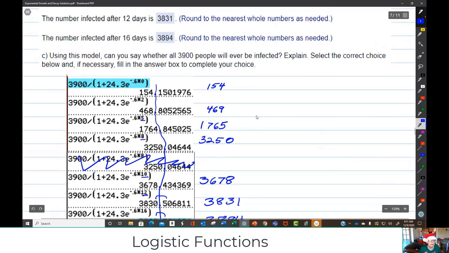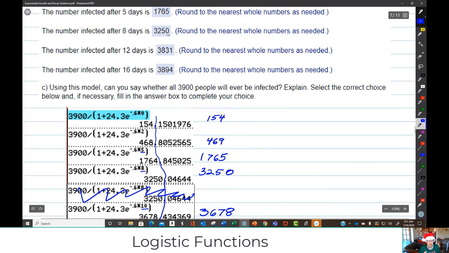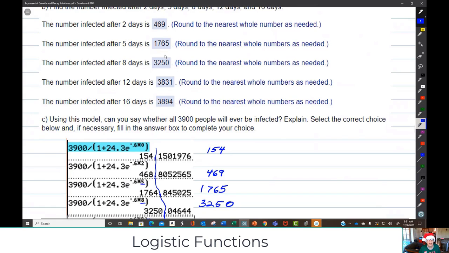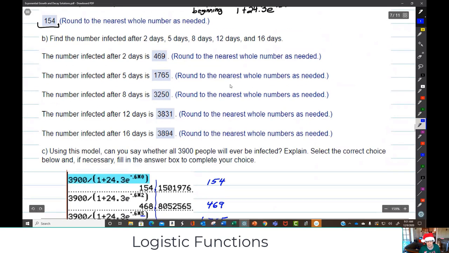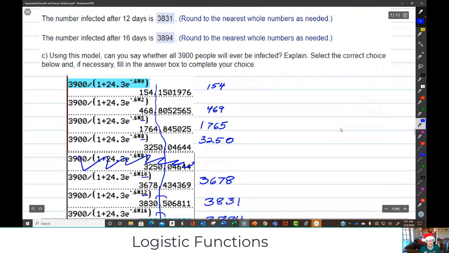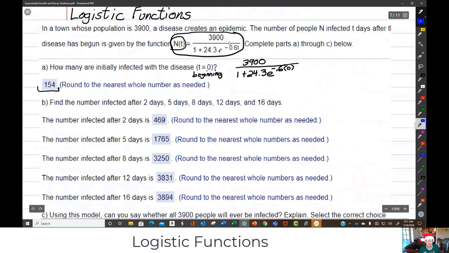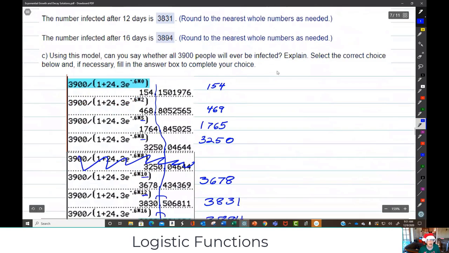8 days, 3,250. 5 days, 1,765. 2 days, 469. And in the beginning, 154. Yes, indeed. Now, it says use the model. Using the model, this is the model right here. Using the model, can you say whether all 3,900 people will ever be infected? Explain. And then they give you multiple choice.